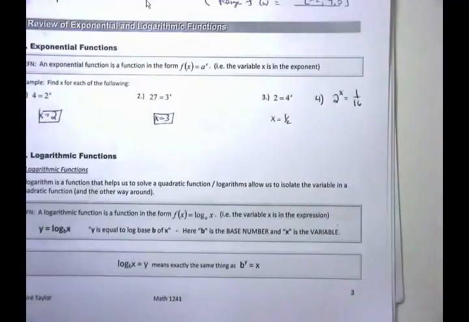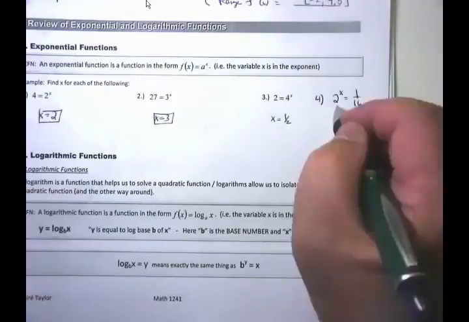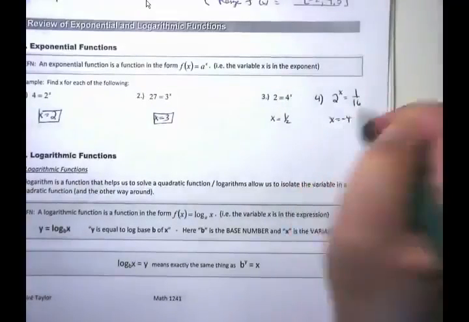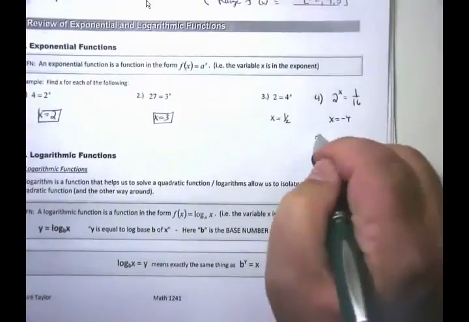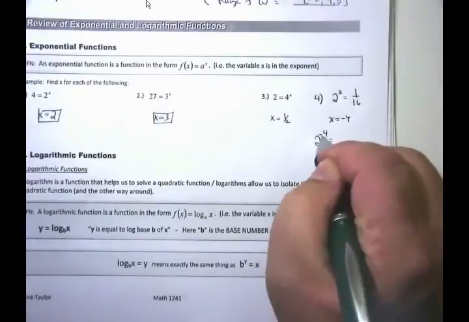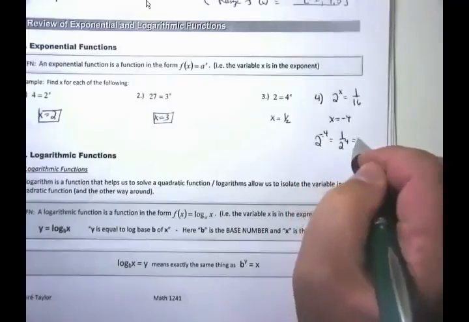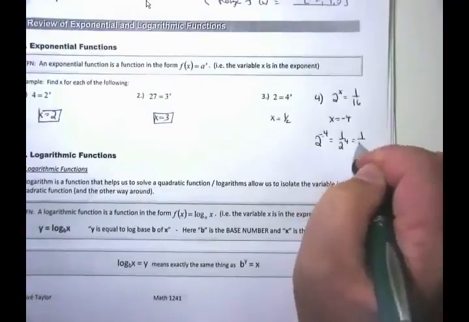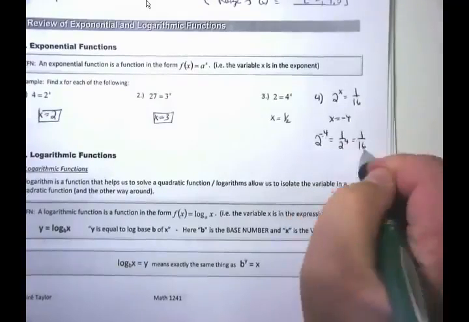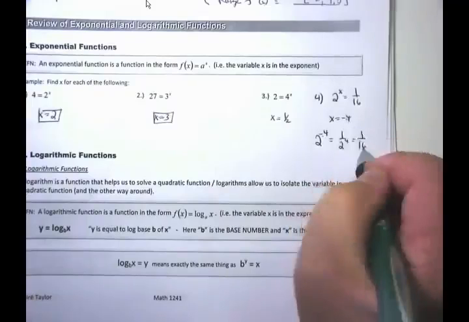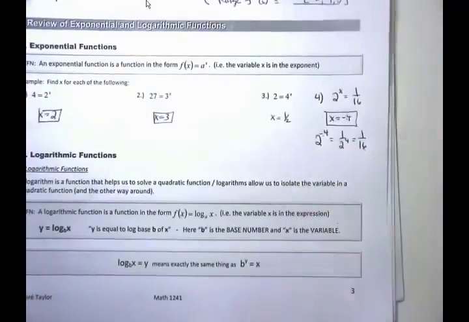Negative what? I hear 3 answers out there. Which one is it? Negative 4. Let's explain why. 2 raised to the negative 4. Where does a negative exponent put you? On the bottom. 2 raised to the 4th. What is 2 to the 4th? 2 times 2 times 2 times 2. What is that? 16. So 2 to the negative 4 is actually 1/16. The negative exponent put him on the bottom. So x would be negative 4 for my answer.